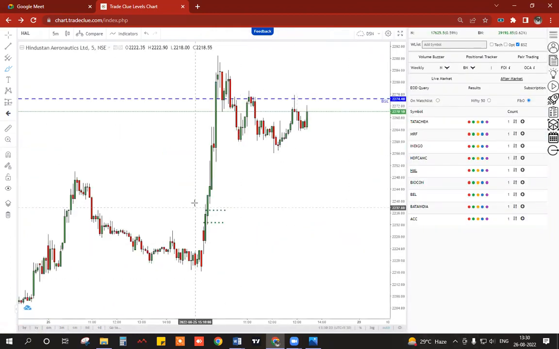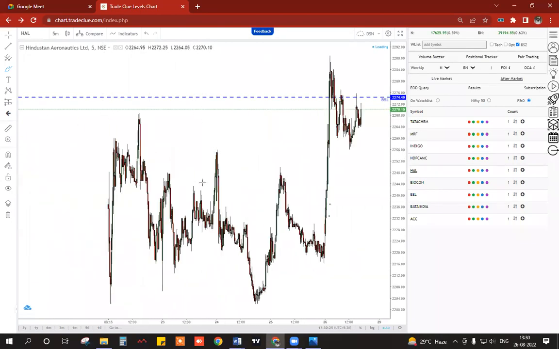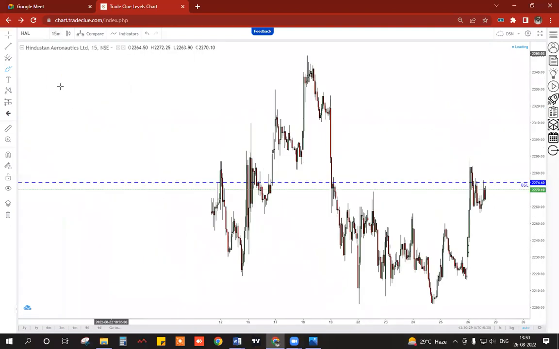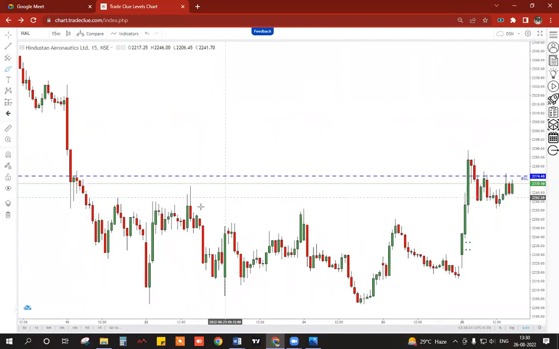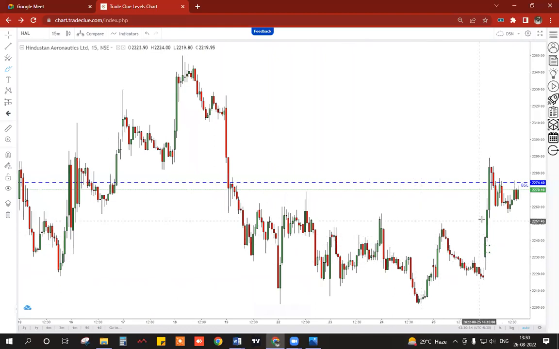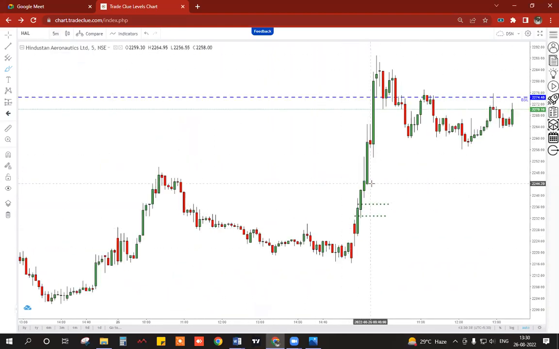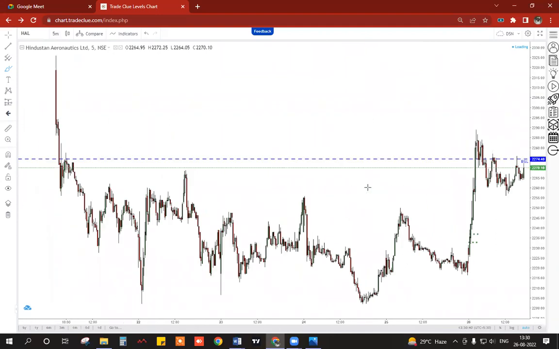The next thing is HAL, Hindustan Aeronautics Limited. Here there are no boxes and bands on the chart. On 15 minutes, we'll keep it for EOD analysis. So we'll avoid this stock, even though it has given a good structure as per the green dots and all those things. Nonetheless, there are no boxes and bands.